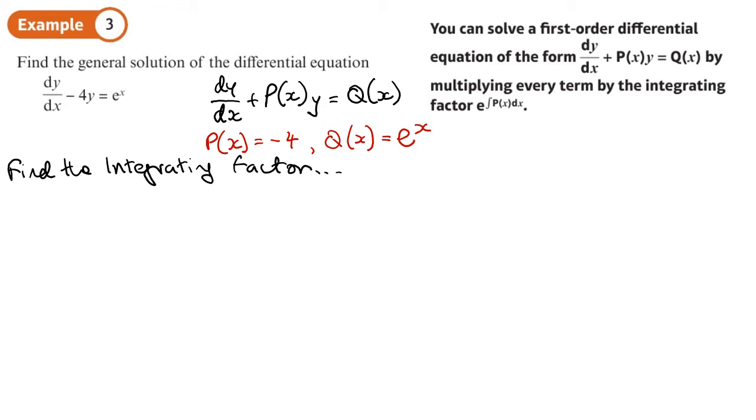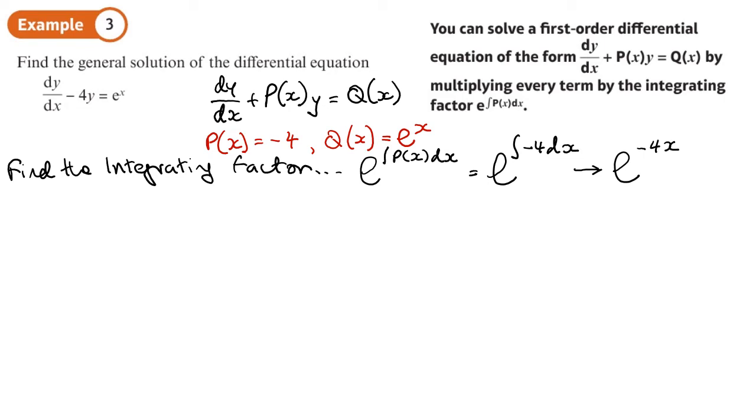We do that by doing e to the integral of p of x dx, which means doing e to the integral of -4 dx. So if you integrate -4, you'll end up with -4x, so you have e to the power of -4x.